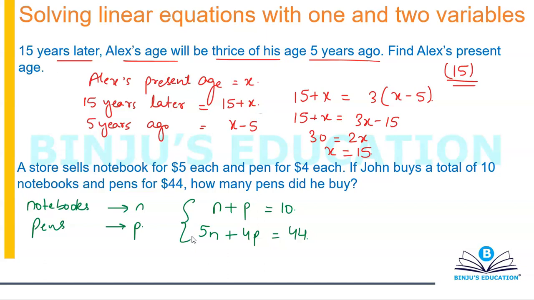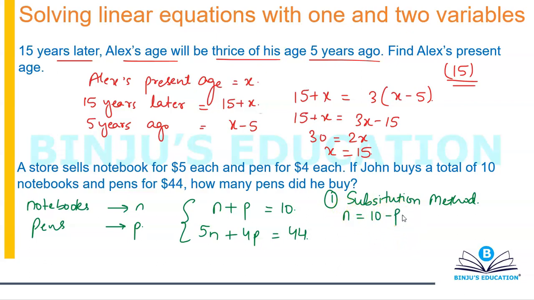Now there are two ways of solving this. The first method is known as the substitution method. That is, you find out the value of one of the variables from one of the equations and you put it in the second equation. So I can say from the first one that n will be equal to 10 minus p.